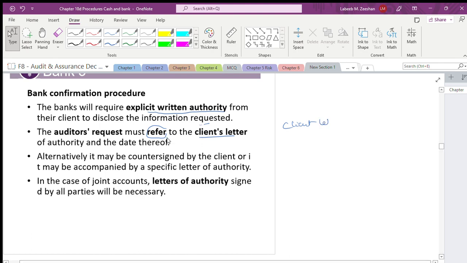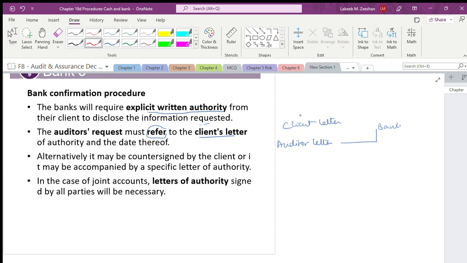The client letter will be there. Then the second thing: the auditor letter will be there. But the auditor letter is given to the bank. When you are giving it to the bank, the reference of this letter has to be there, that with reference to the client letter, we want so and so.